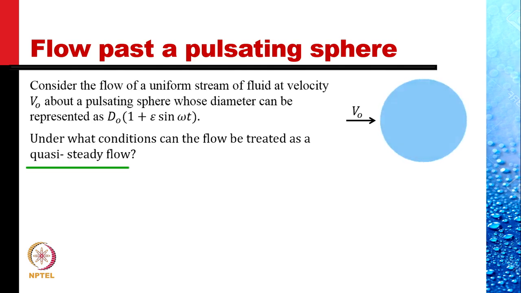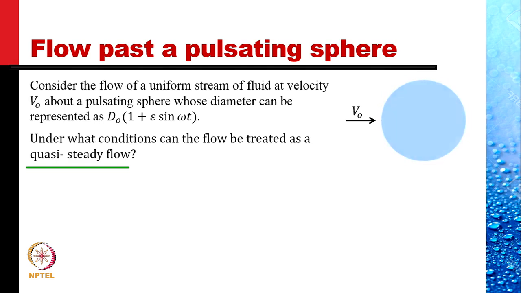Let's do another example, an interesting example of flow past a pulsating sphere. Consider the flow of a uniform stream of fluid at a velocity V0 about a pulsating sphere whose diameter can be represented as d0 times (1 + epsilon sin omega t), where epsilon is small. Under what conditions can the flow be treated as quasi-steady flow? What would a quasi-steady flow mean in this context?